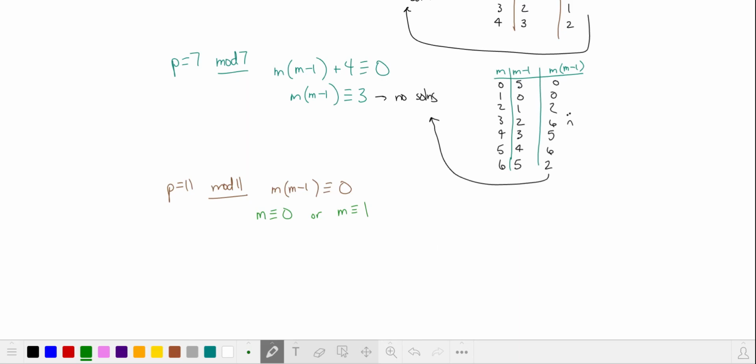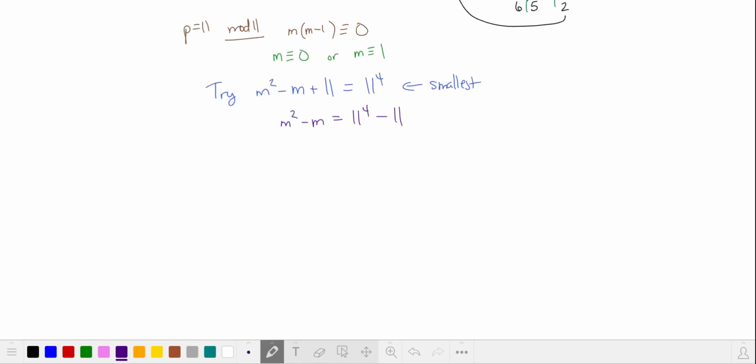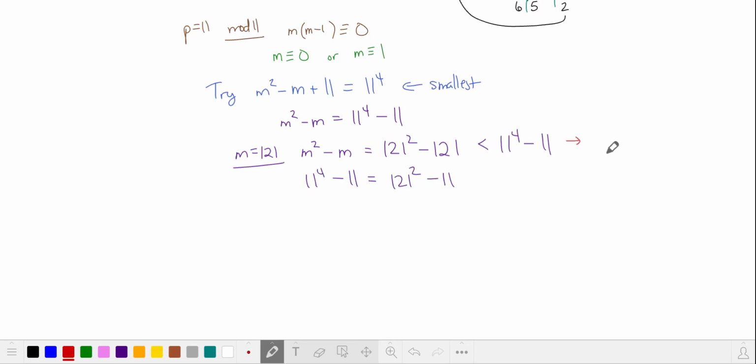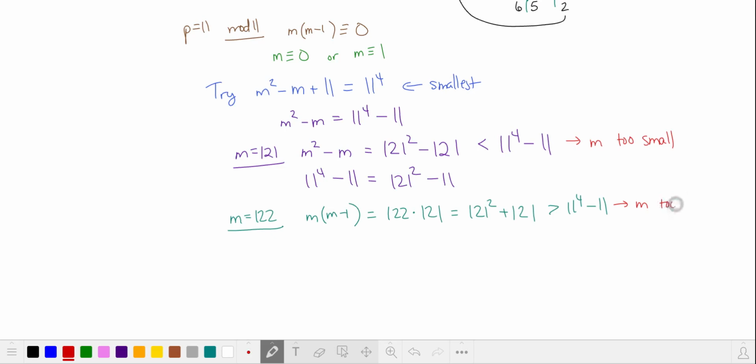Let's try the smallest possible value, which is 11 to the 4th. We want to solve for m such that m is a positive integer. Let's try m equals 121, and we'll compare it to 11 to the 4th minus 11. And we see that m equals 121 is too small. Let's try m equals 122. This is also bigger than 11 to the 4th minus 11. So m here is too big, and we don't have an integer value of m that satisfies this equation.